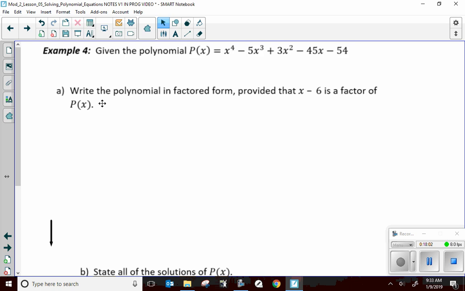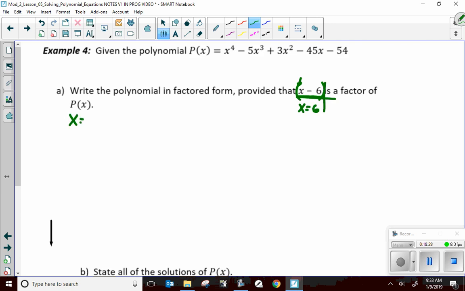Now, I cannot factor that. But they tell me x minus 6 is a factor. Okay, that is 1x plus or minus something, synthetic division. So if this is a factor, that's going to be one of my parentheses in my answer. It has to be. That's a factor. If I solve that, I get x equals 6. That is what I am dividing by in synthetic division.